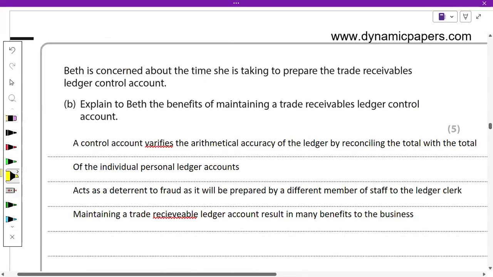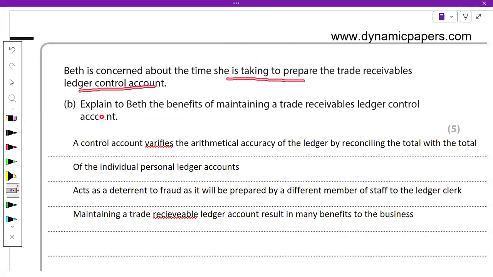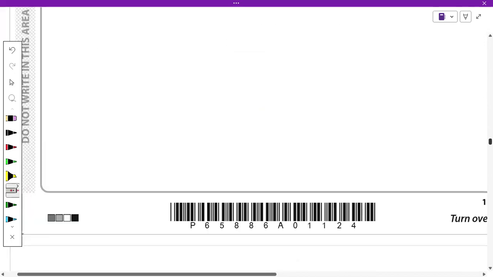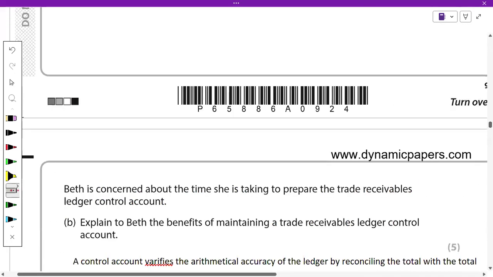Bate is concerned about the time she is taking to prepare a trade receivable control account. Explain the benefits of maintaining a trade receivable control account. Okay, so a control account verifies the arithmetical accuracy of the ledger by reconciling the totals with the total of the individual personal ledger control accounts. This is the first benefit. It acts as a deterrent to fraud, as it will be prepared by different members of staff from the ledger clerk. Maintaining a trade receivable control account results in many benefits to the business. Okay, so I guess I am done with this question.